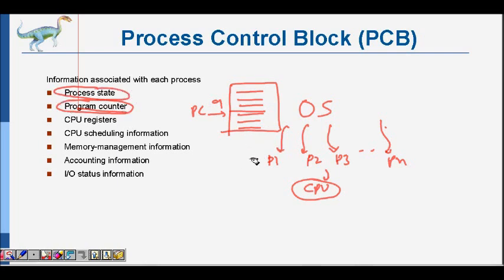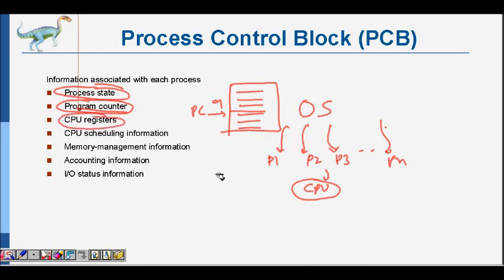Process state: in the last lecture we talked about process state. A process can be in the ready queue, where it is waiting for the processor to be attached to it. It might be waiting in the input output queue, where it wants to access input output. So that state is also very necessary, to know where it is right now.